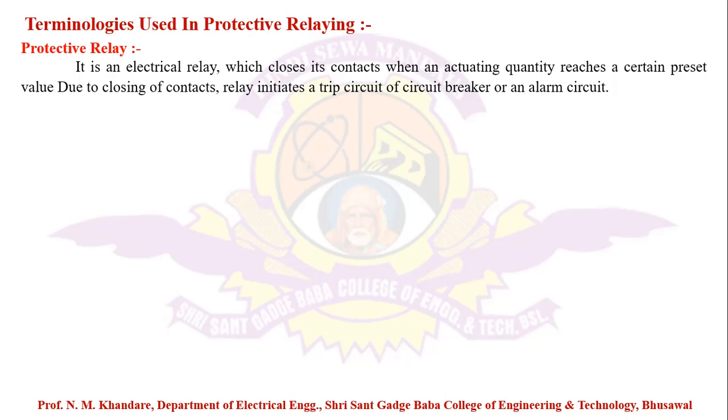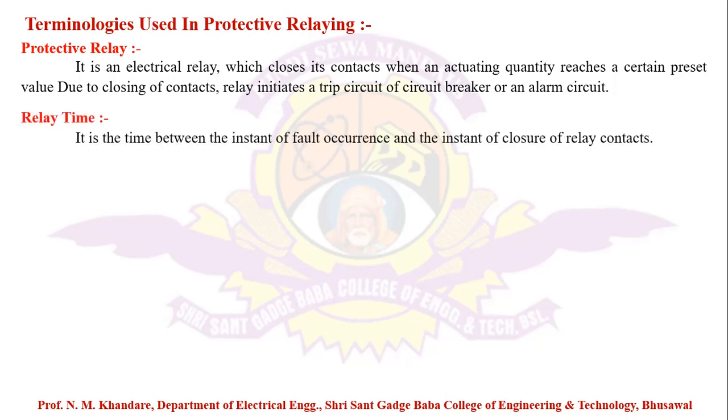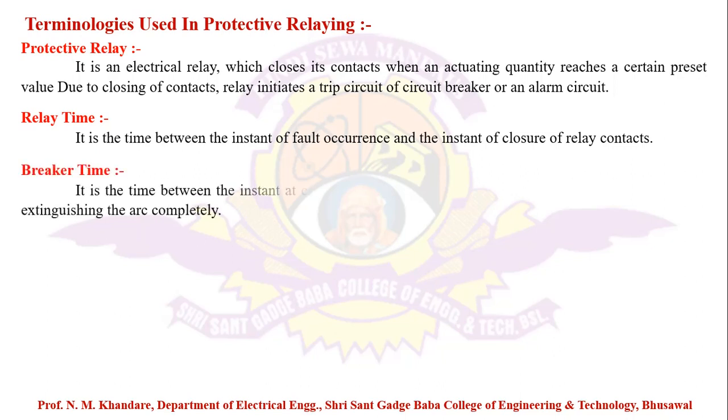The definition is: it is an electrical relay which closes its contacts when an actuating quantity reaches a certain preset value. Due to closing the contacts, a relay initiates the trip circuit of the circuit breaker or an alarm system. Next is the relay time. Relay time is the time between the instant when the fault occurs and the instant when the relay contacts close.